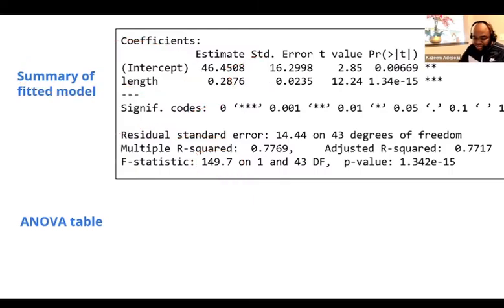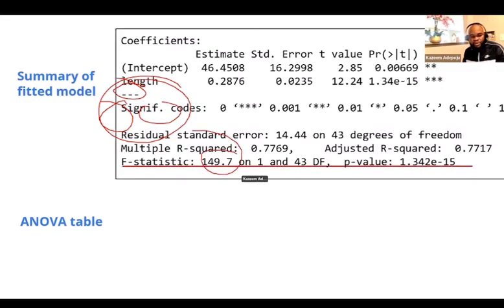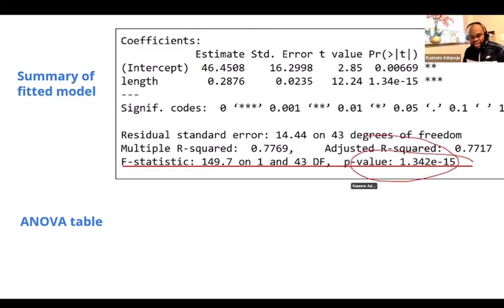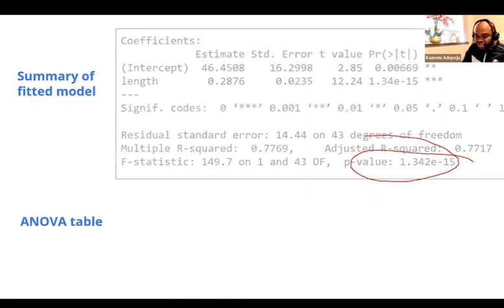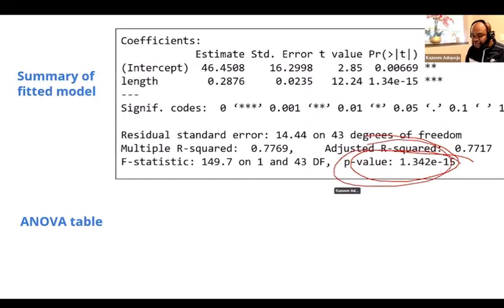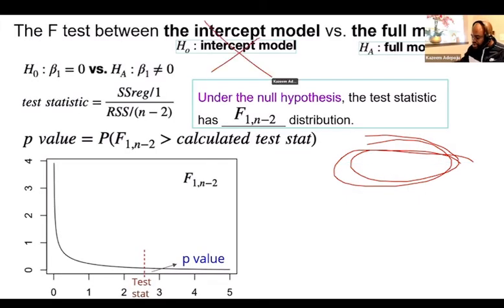I need you to do something. If you put the sum of squares regression that you got the other time, and the residual sum of squares, and the sample size minus 2, if you compute that, it is going to give you this here, 149.7. Now take a look at that. And this is the p-value. Since the p-value here is less than the 0.05 level of significance, you're going to reject the intercept model and conclude that the full model is appropriate.